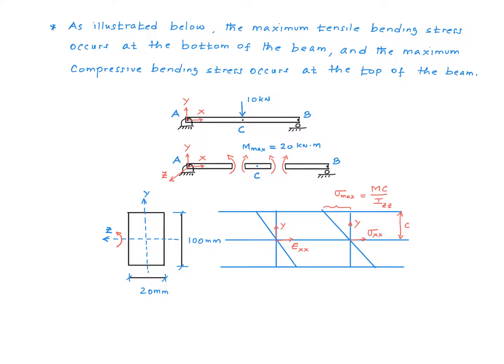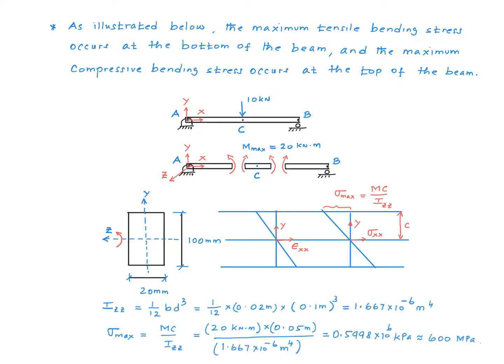Izz is the second moment of inertia about the z-axis, right? So we already have a value for the bending moment. We know what c is. Let's go ahead and calculate Izz. Here are my calculations for the maximum bending stress. Maximum bending stress is calculated to be 600 megapascal.